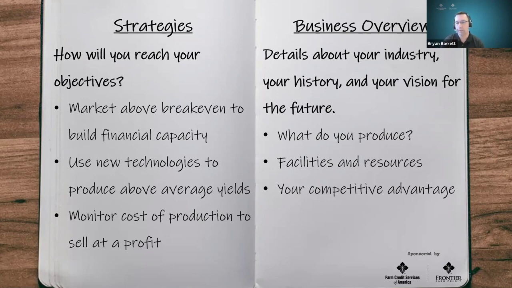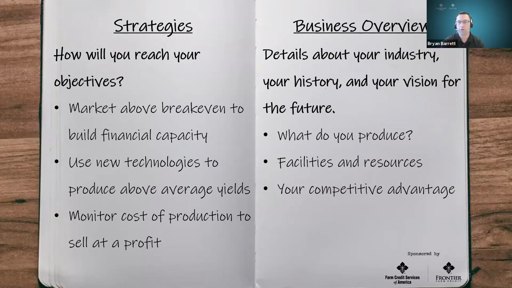Are you producing weaned calves that'll be sold into backgrounding lots, or are you feeding your cattle out to fats? Do you produce corn and soybeans? Do you produce sugar beets and dry edible beans? Define what your operation will be doing and producing.